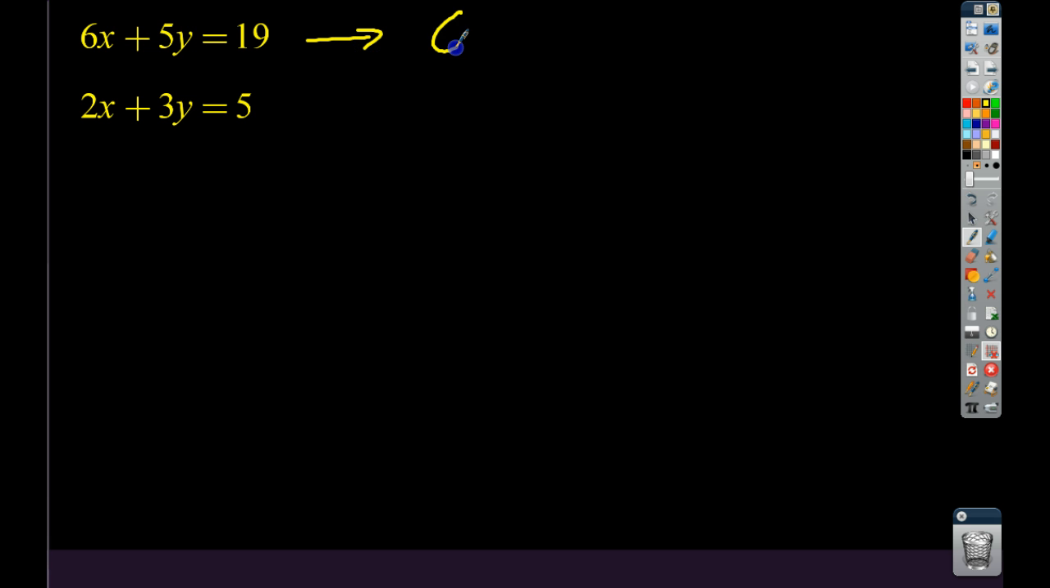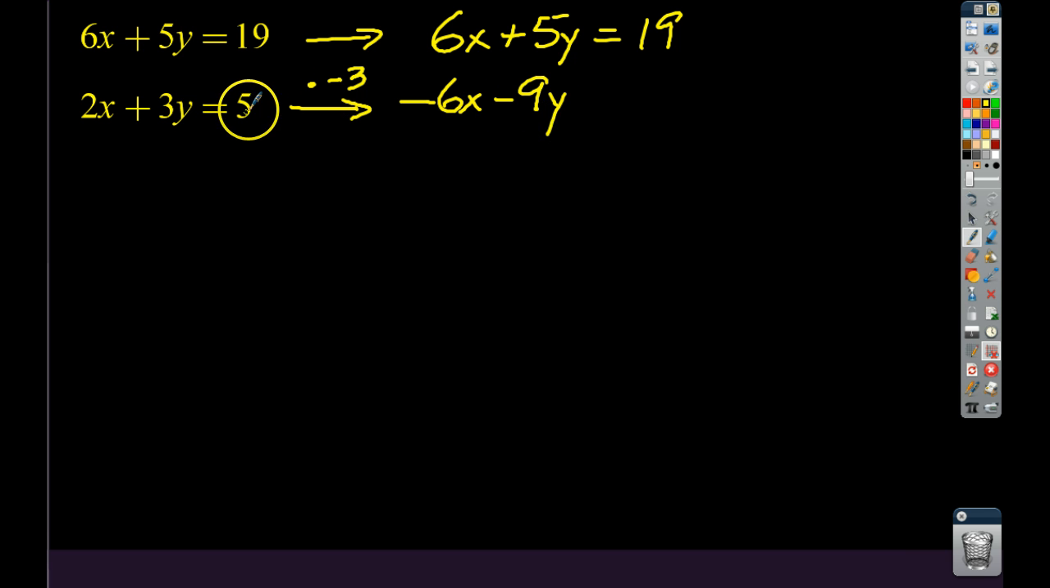I'm going to rewrite my first equation like this, because what I'm going to do here is convert this one, I'm going to multiply everything here by -3. Now why -3? Well, when I multiply this one by -3, I'm going to get a -6x, which is going to make it much easier for these to cancel out. So 2x times -3 is -6x. 3y times -3 is -9y. 5 times -3 is -15.